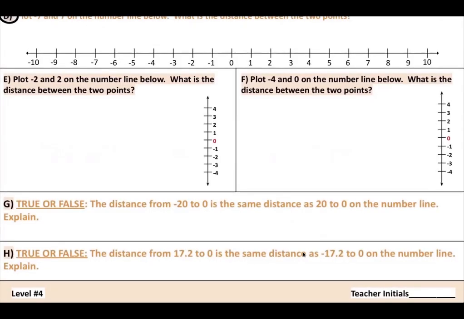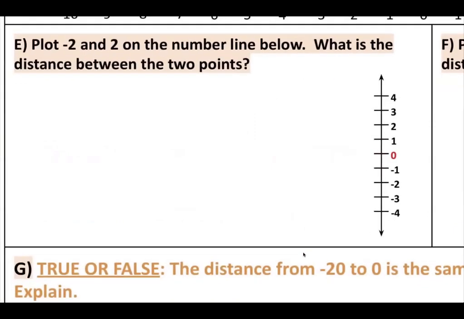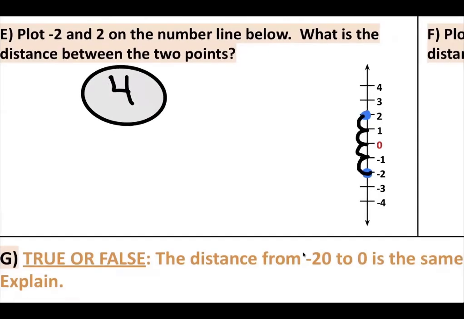It says plot -2 and 2 on the number line. What's the distance? We're going to approach vertical number lines the same way. -2 is below 0, +2 is above 0. And when I count the distance between the 2 points, I can see that they are 4 spaces apart.